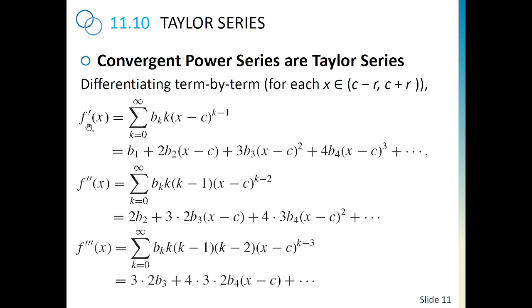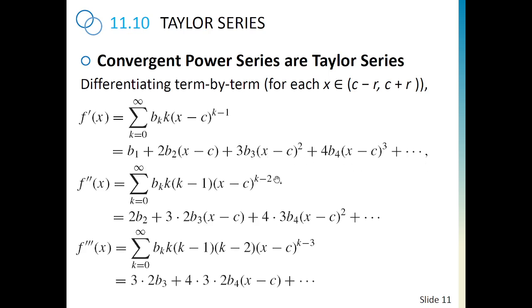Now this is the expression. If I evaluate f prime at c, plugging in x equals c, this is 0, this is 0, this is 0. So everything is 0 except for b1. So b1 is equal to f prime at c. Wow. Then if I differentiate this again, I get f double prime, the second derivative. So b1 is gone, and I'll have 2b2. And then here I'll have 3 times 2 times b3 (x minus c), etc.